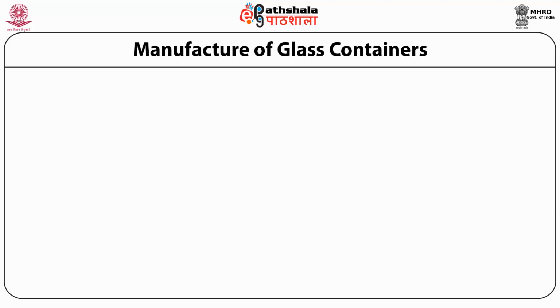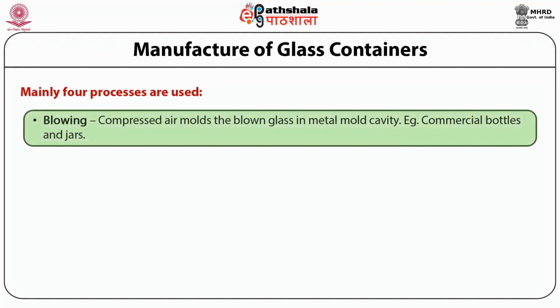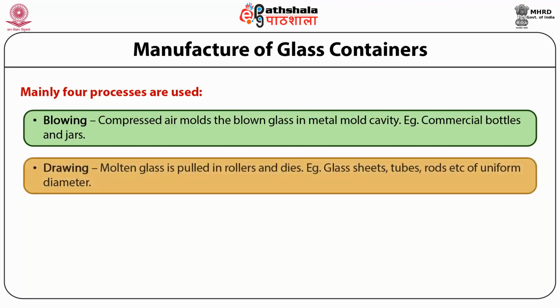Manufacturing of the glass container. Mainly four processes are generally used for manufacturing of the glass container. The first one is blowing, where compressed air molds the glass in a metal mold cavity. Example, commercial bottles and jars. The second method is drawing. Molten glass is pulled through rollers and dies. Example, glass sheets, tubes, rods, etc. of uniform diameter.